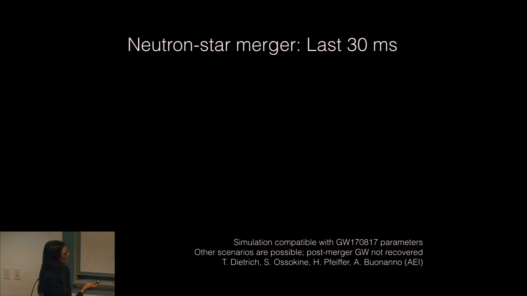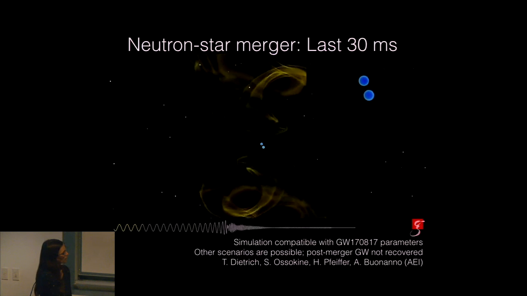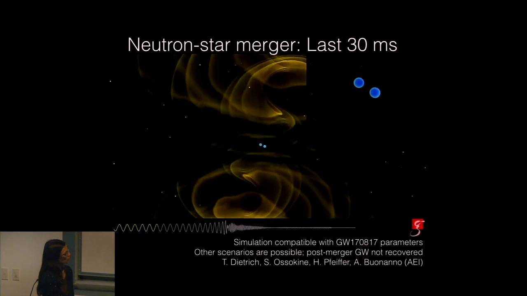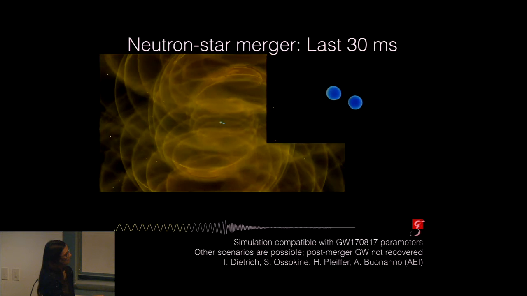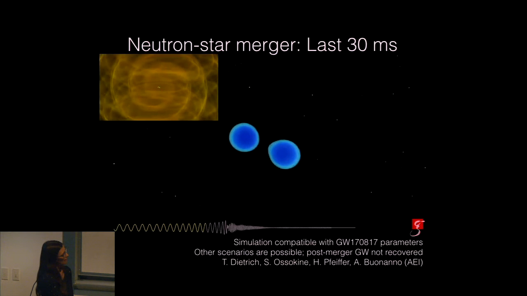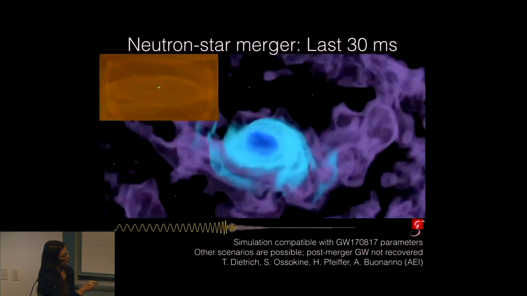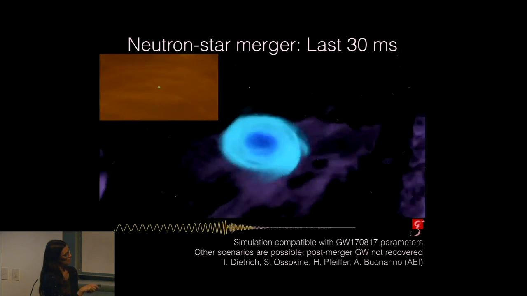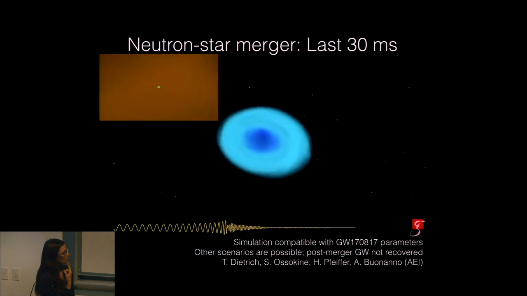So this final example is the final 30 milliseconds shown here. So this 30 milliseconds is these final orbits here where the stars begin to interact tidally. The tidal interactions modify the inspiral. Then the stars both are colliding and ripping each other apart, flinging off all the matter that's going to be observed in a kilonova. And this is one compatible scenario with GW170817. There are other potential merger endpoints that could be considered.